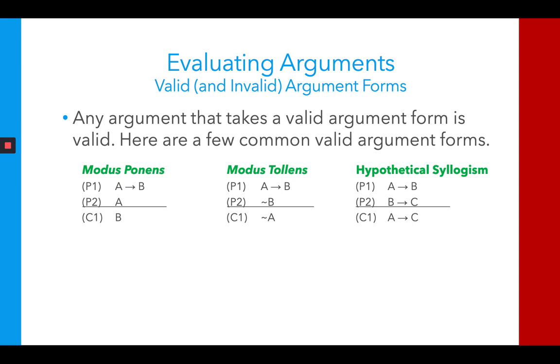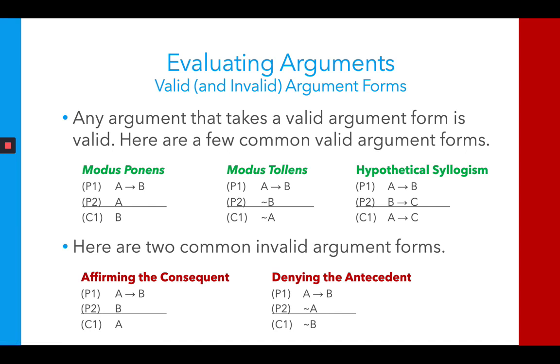Now, in another video, we're going to talk about valid arguments. And here are some examples of different forms. We've just looked at the form modus ponens on the left here, but there's also an argument form modus tollens, an argument form hypothetical syllogism. Any argument that takes one of these forms is valid. And there are other valid argument forms we're not going to look at as much, but those are three that we will look at. There are also some invalid argument forms.